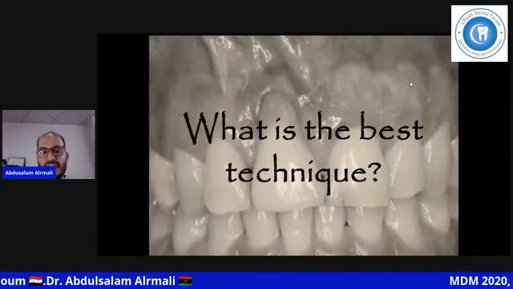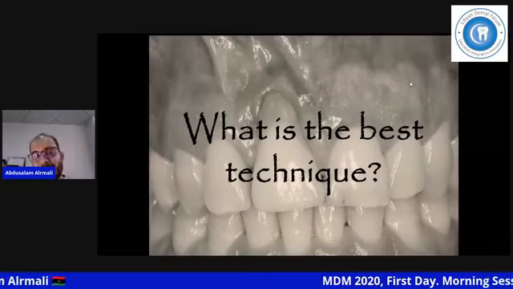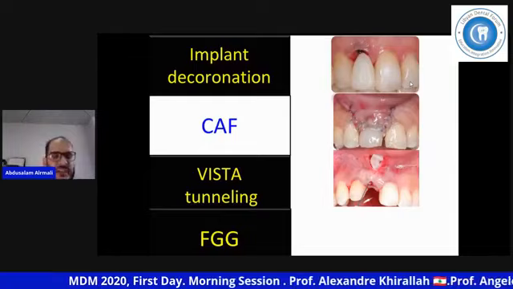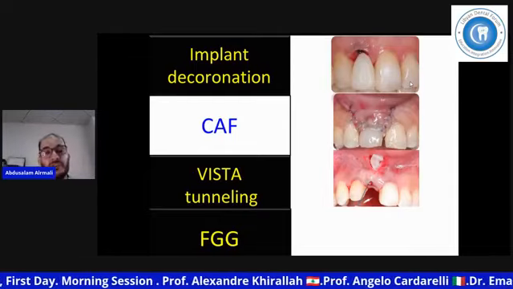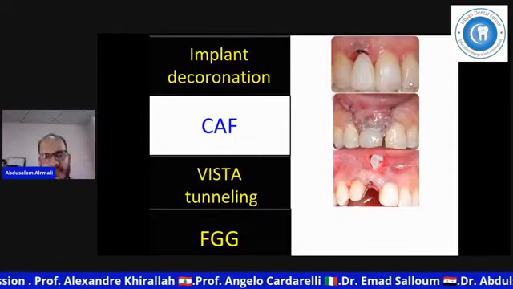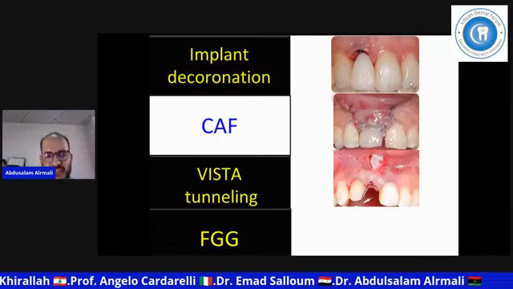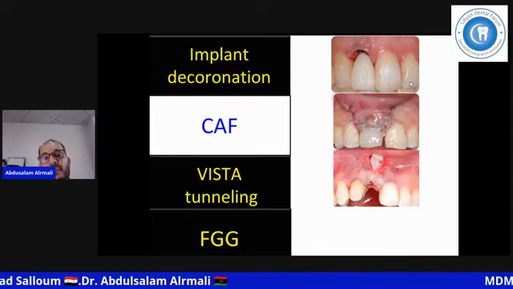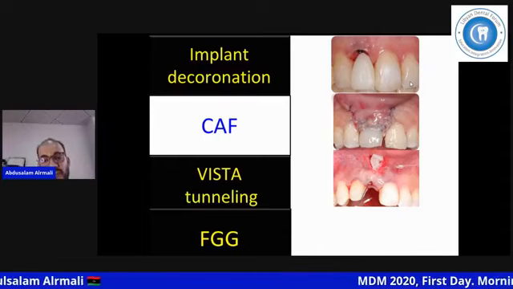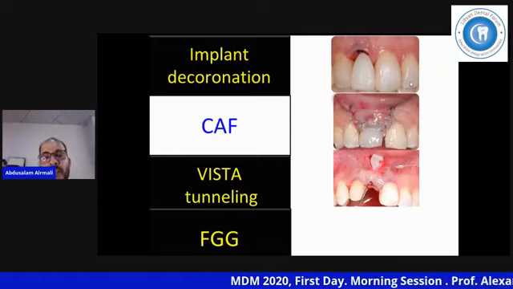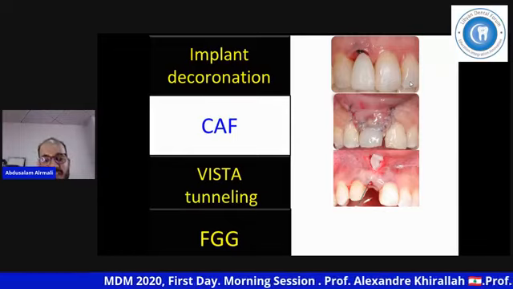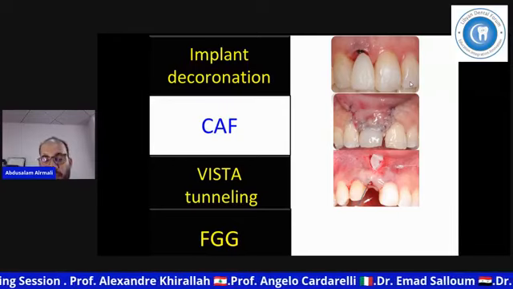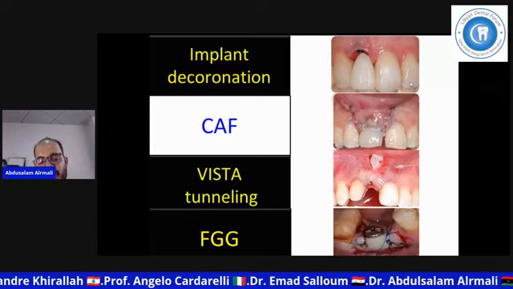So this is the last question, which is the best technique if you want to build the soft tissue around the implant: either implant decoronation, a technique described by Tarnow in 2013, to remove the prosthetic part, place the implant cover screw, and give the chance for the soft tissue to heal. After that, start from zero. Or do a coronally advanced flap if there is adequate interdental papilla thickness and height and the interproximal bone is intact, or do a VISTA technique or tunneling technique placing a connective tissue graft from the vestibule or through the tunnel, or place a free gingival graft in the posterior.